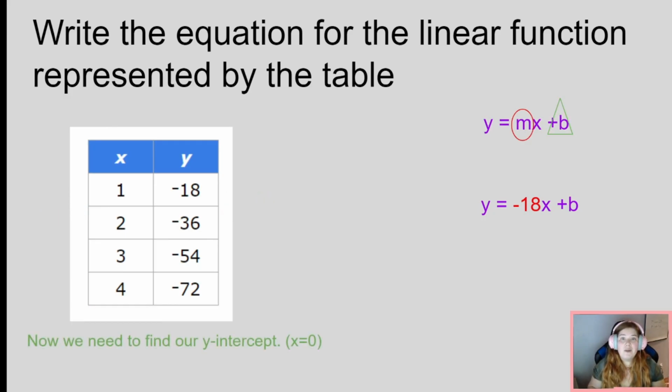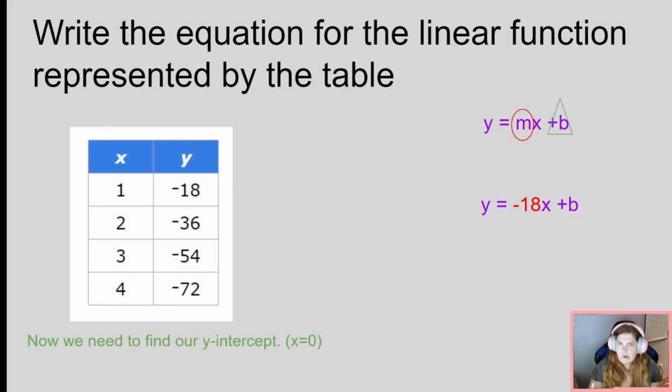My y-intercept is when x is 0. Let's look at this table. It's not there, which means I have to do more work, more math. Think back to a couple lessons ago. All we have to do is extend this table in a direction until I find when x is 0. So I ask myself, does 0 come before 1 or after 4?